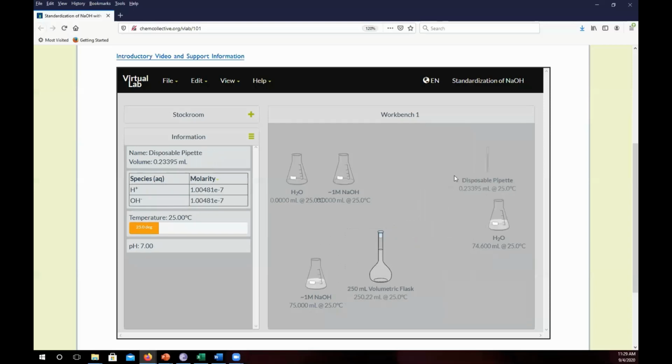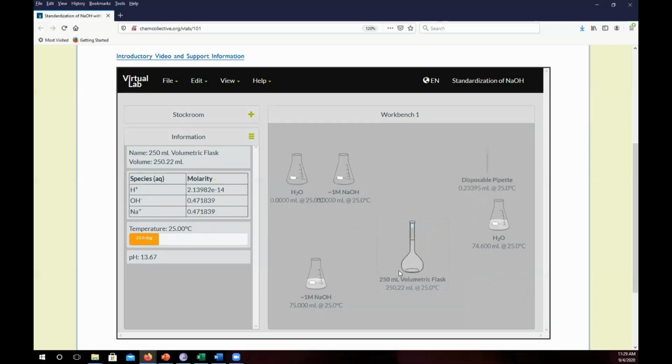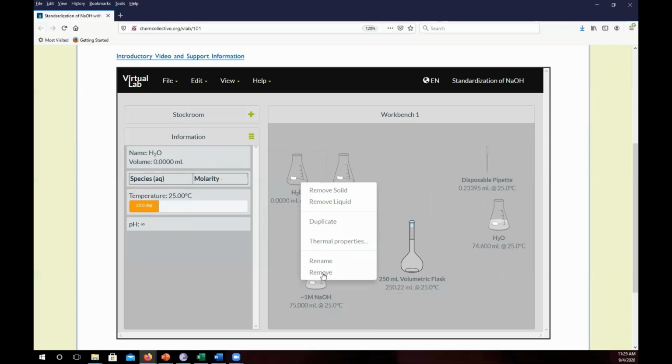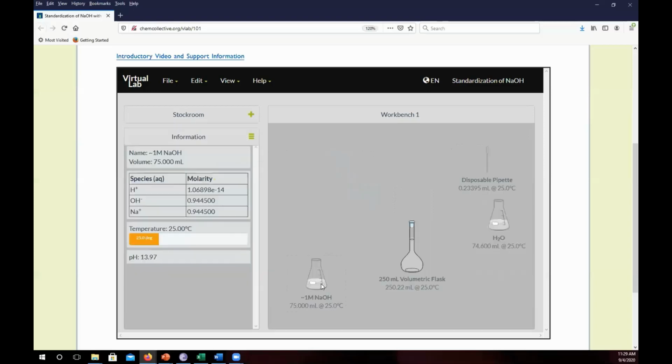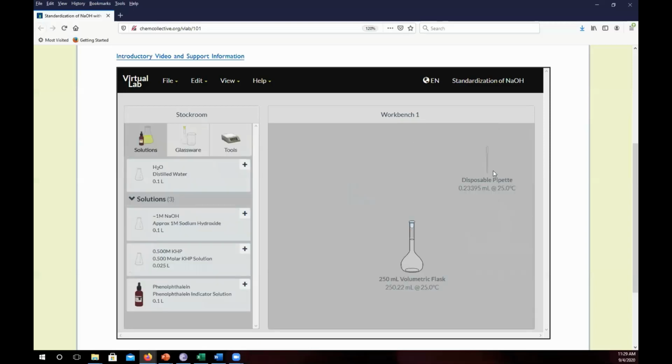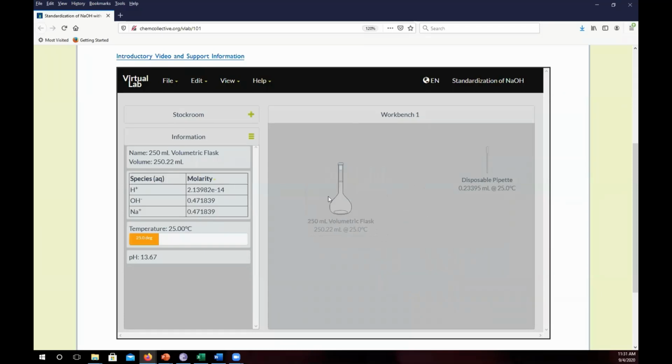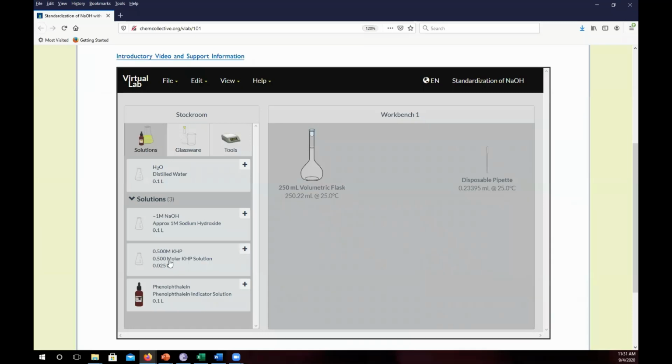Once the solution is prepared, you can take this and use it in the next step, which is a titration with potassium hydrogen phthalate. The remaining pieces on the lab benchtop can be removed to remove the additional clutter. In the second part of the experiment, you are using the solution that you prepared in the first part and performing a titration with potassium hydrogen phthalate.